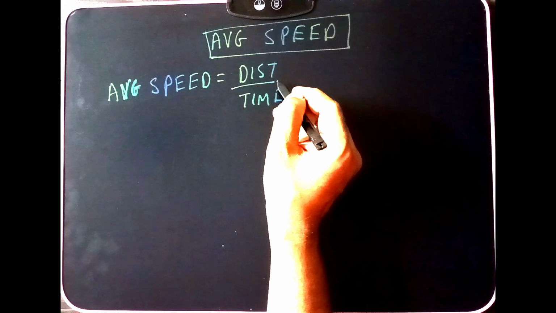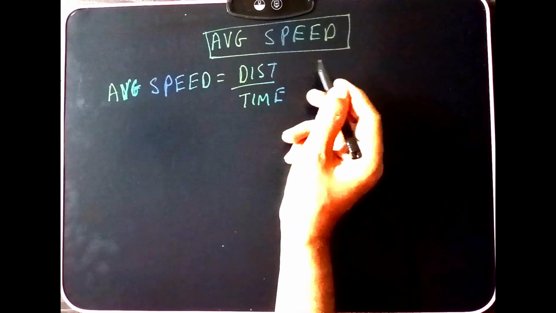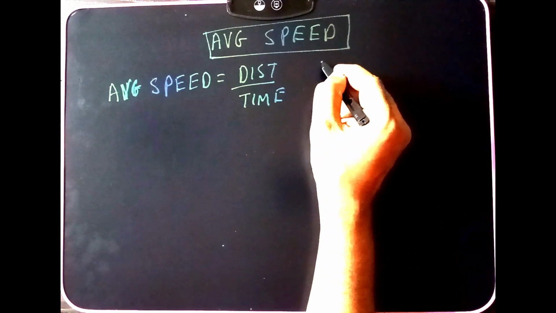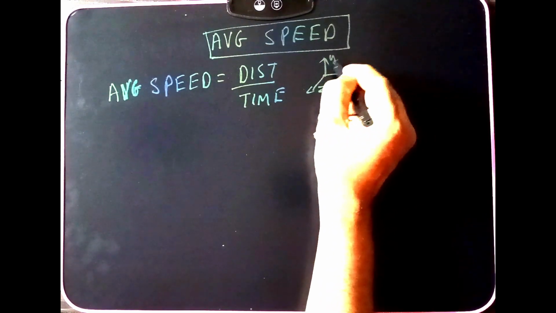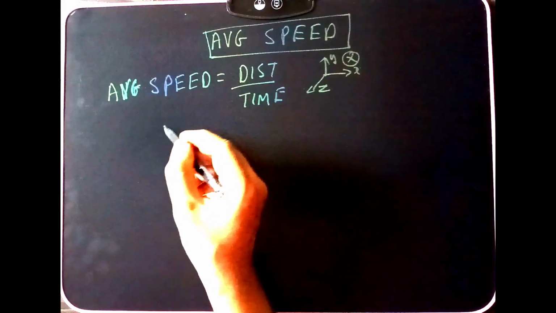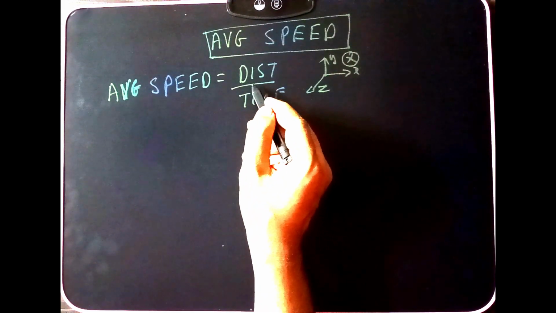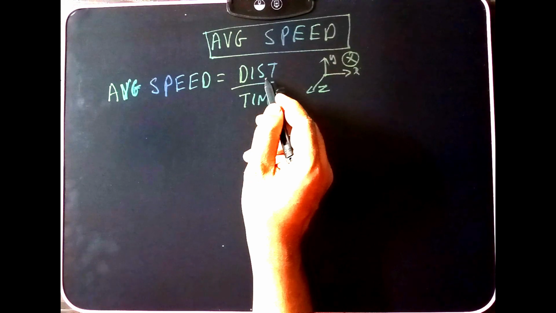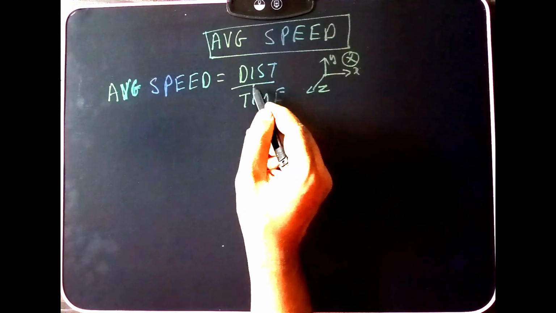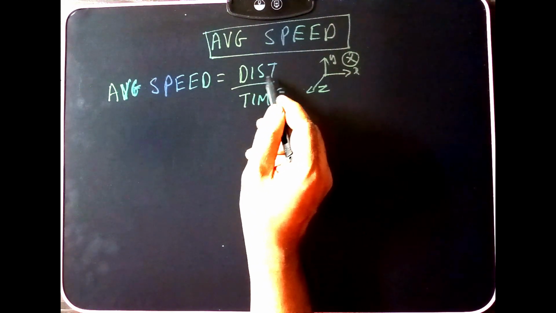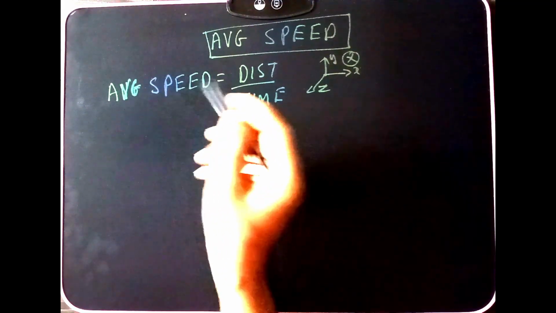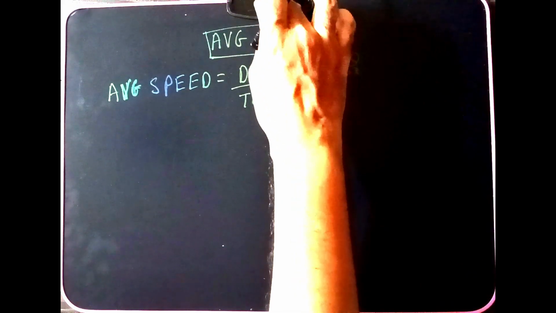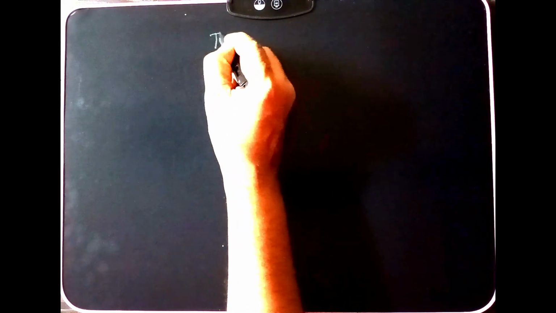So this has no relation with the components of x, y, or z. There is no relation. So average speed is directly the total distance traversed, not the change, divided by the time. Now that we have seen average speed and average velocity, let us talk about instantaneous velocity.